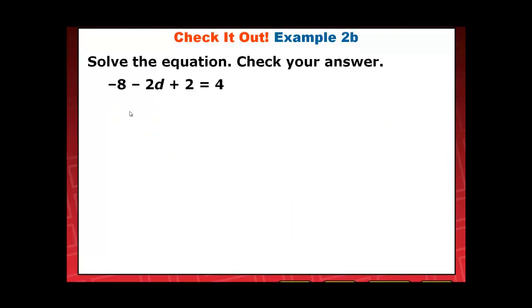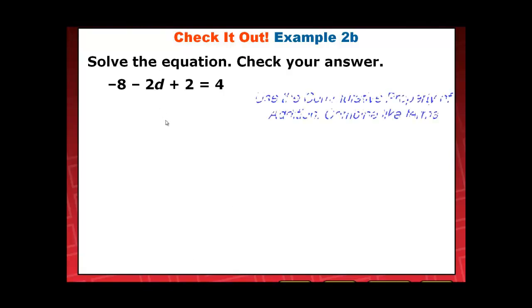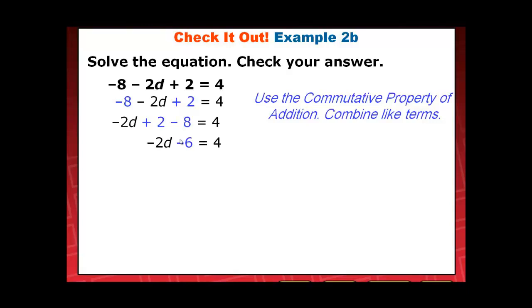Let's go next. We have here negative 8, negative 2d plus 2 equals 4. Where is the like terms? Do we have any variable d? No, we don't have variable d. So what we will do, we will keep d as it is, and we will take the like terms. Where is the like terms here? 8 and 2 are like terms. So negative 8 and positive 2 equals negative 6. Negative 2d and negative 6 equals 4.